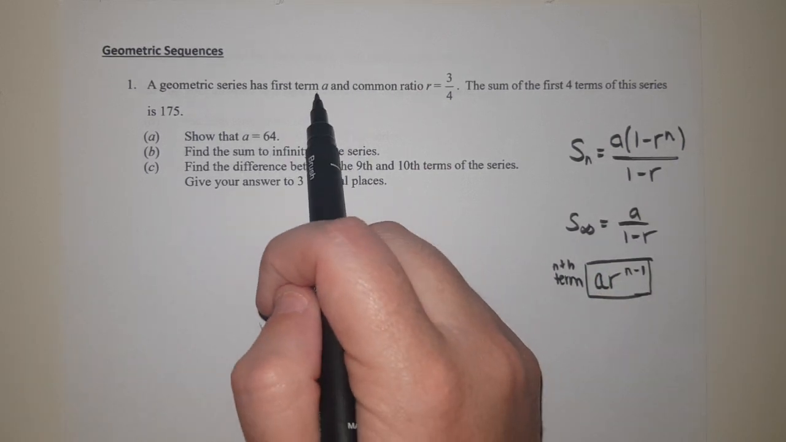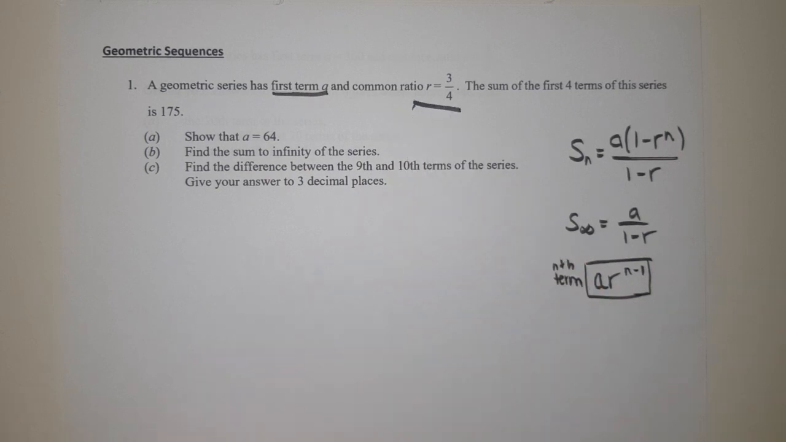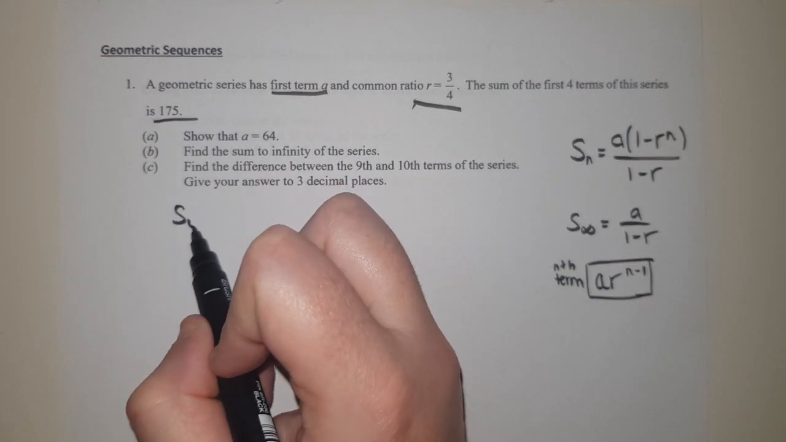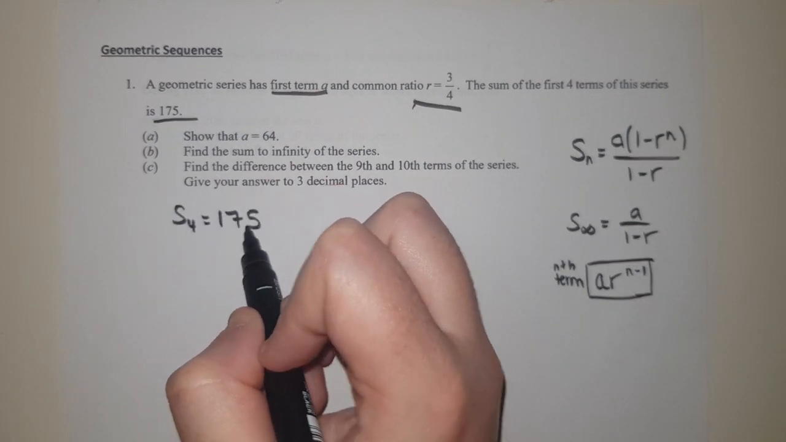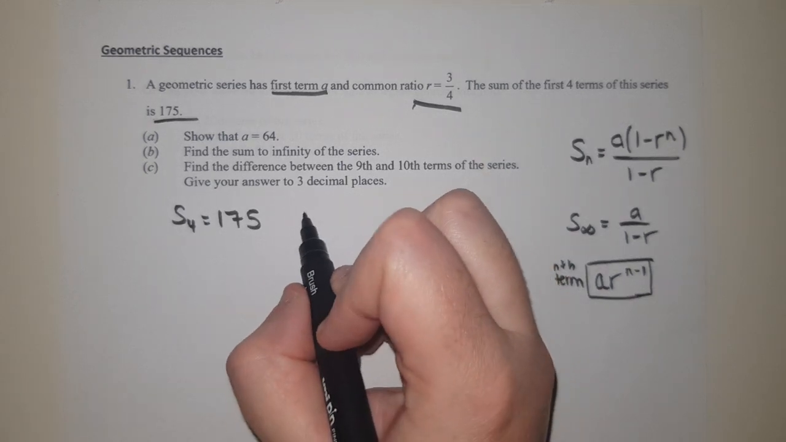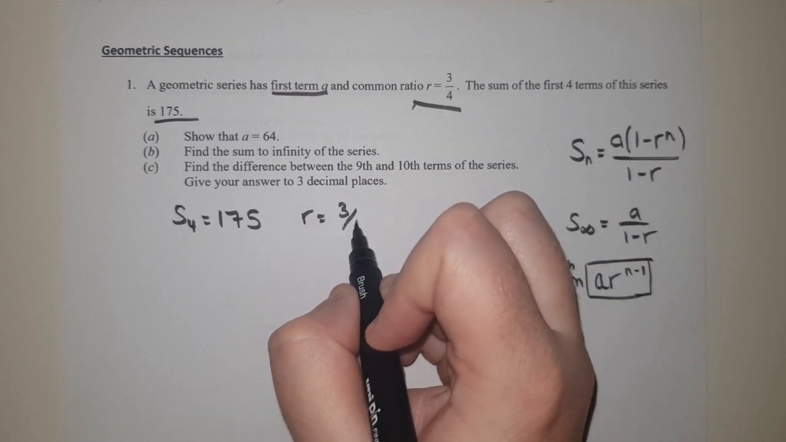So a geometric sequence has a first term a and a common ratio of 3/4. The sum of the first 4 terms of the sequence is 175, so I know the sum to 4 is 175. First thing it wants us to do is show that a is 64.